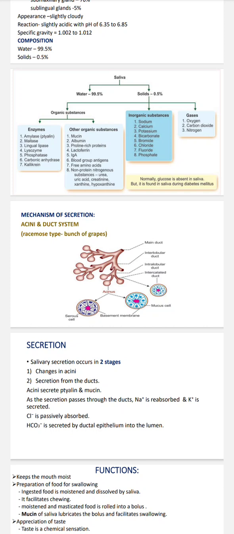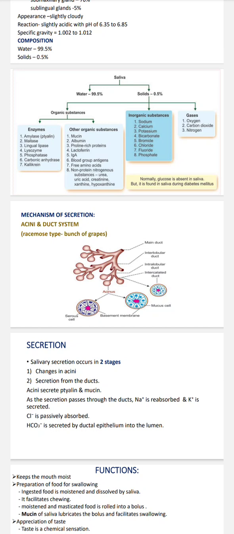The inorganic substances are sodium, calcium, potassium, bicarbonate, chloride, etc. And gaseous substances like oxygen, carbon dioxide, and nitrogen are also present in the saliva. So these are the composition of saliva.